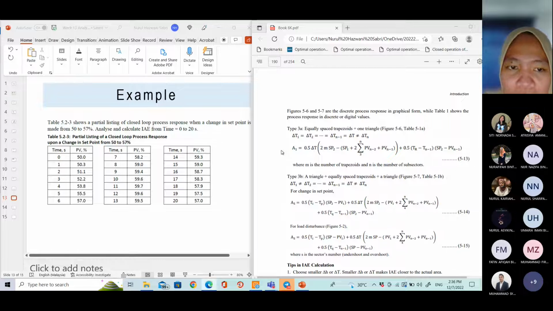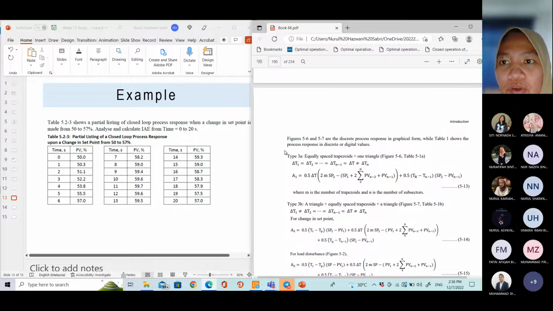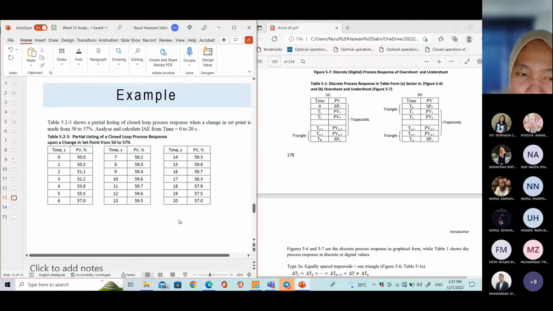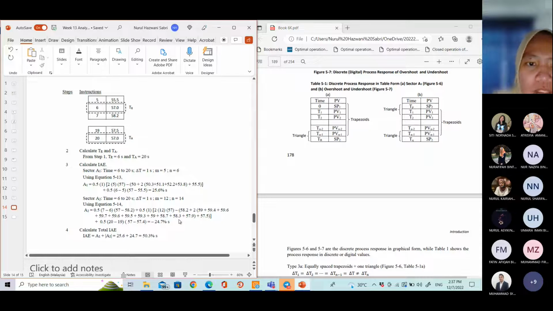Okay. So for this one, because you get the overshoot, you can look at this table. You will have a trapezoid shape in the middle and you will have two triangle shapes. So basically M is the number of trapezoids. So from 14 you just minus 2, for the 2 triangles. So you will get 12 trapezoids. So your M for sector A2 is 12. For N it is equal to 14. Okay.